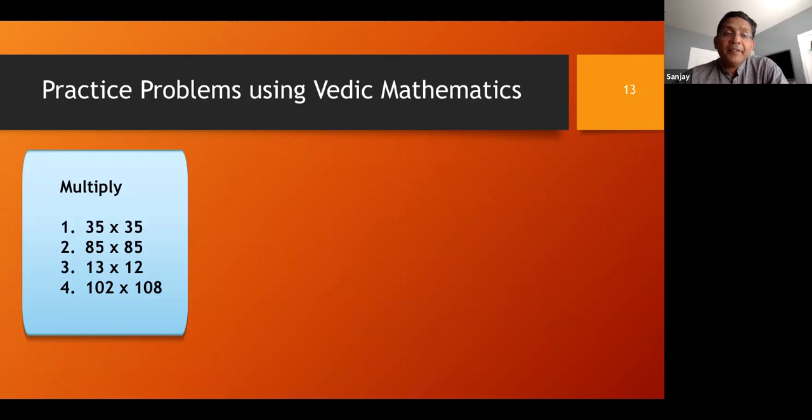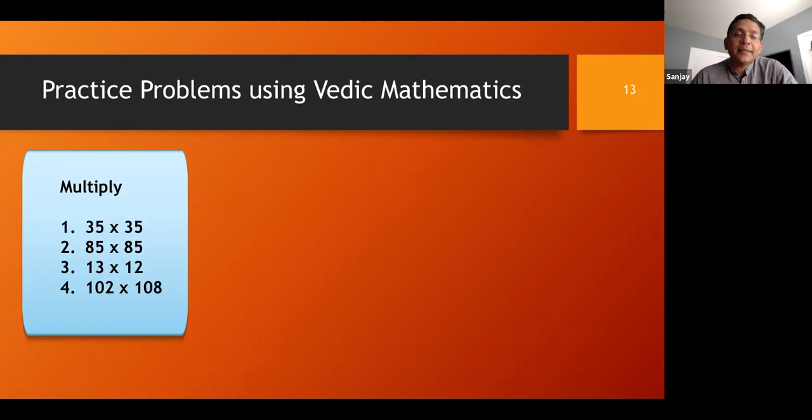Okay, I think we gave you that quick exercise for a minute, and then what I will do is quickly tell you the answers if you are curious and want to correct your answers. 35 squared is nothing but 3 times 4, 12, 25, right? Very simple. 85 squared is 8 times 9 is 72, 7225.